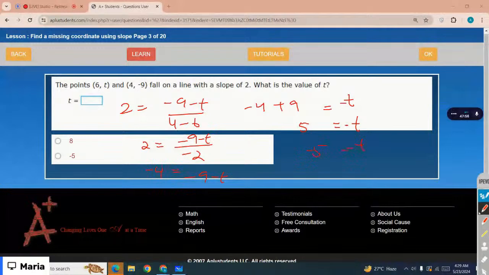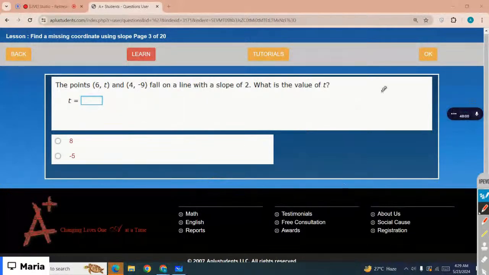The correct option is t equals -5. Option number 2 is the correct option, right?